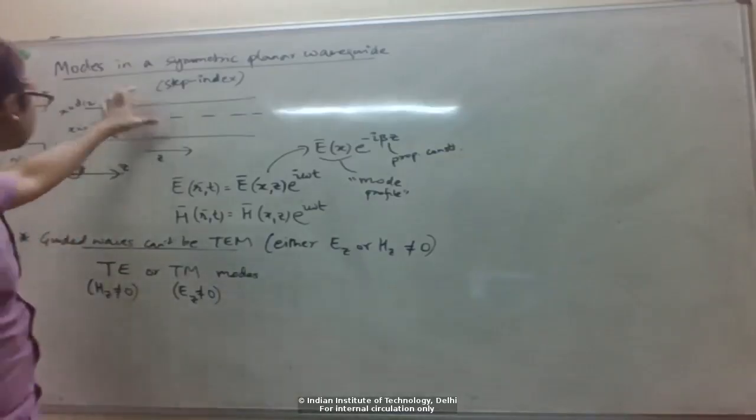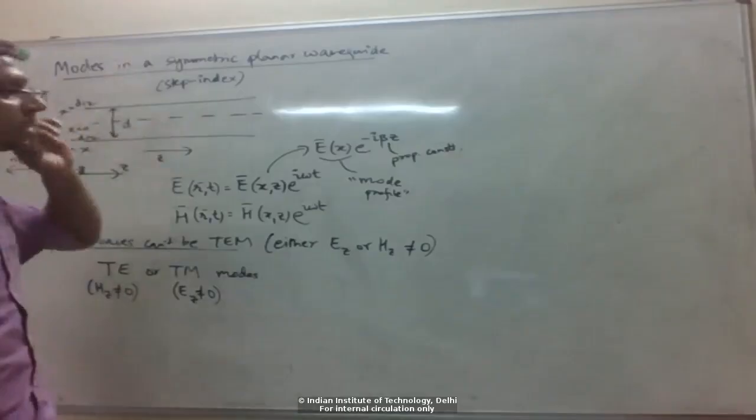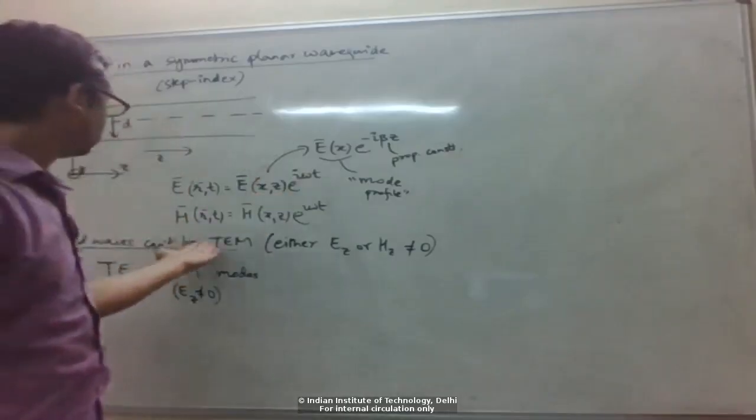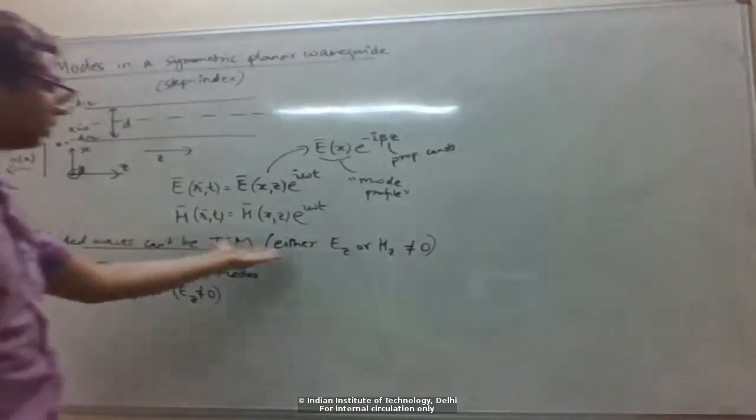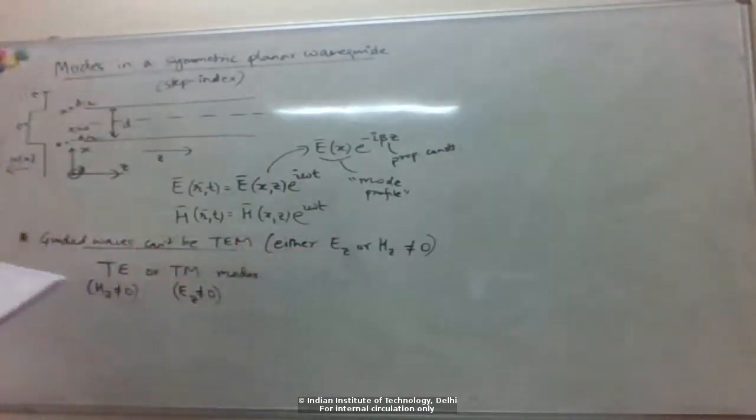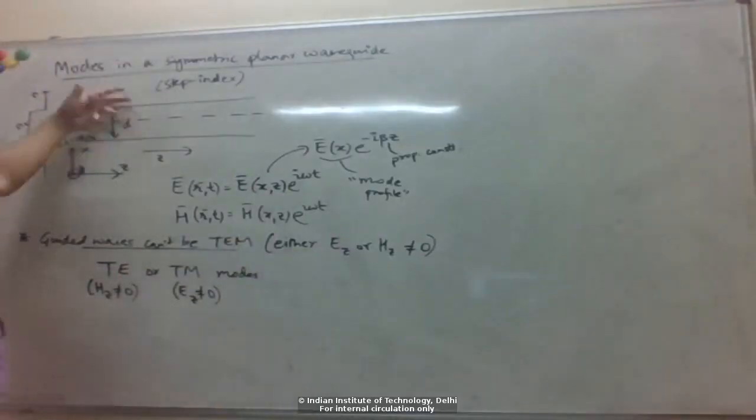This is true for any type of waveguide. As soon as you have some structuring, like change in refractive index, and some waveguiding, this particular condition has to be satisfied. You cannot have purely TEM modes. That just comes from Maxwell's equations and the boundary conditions.